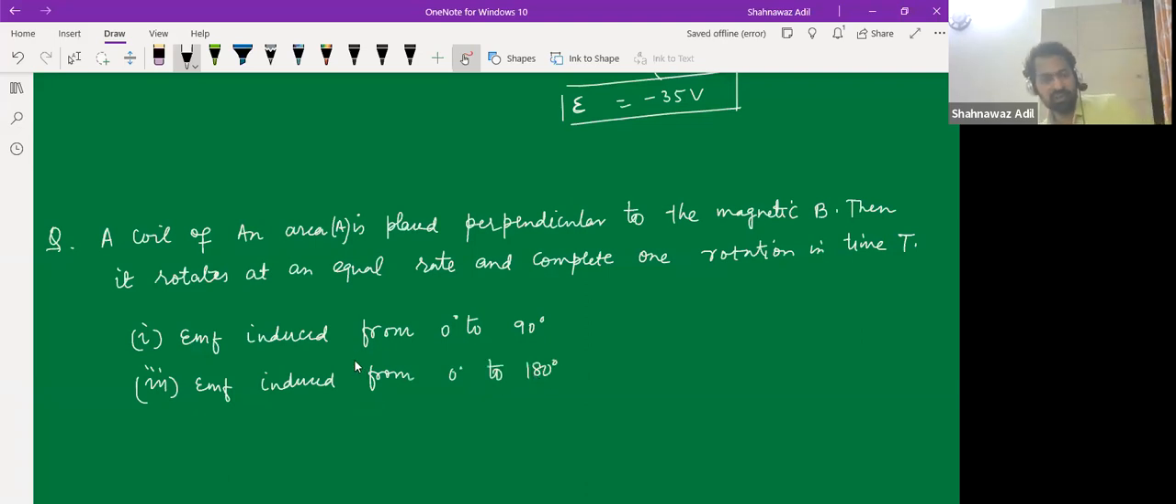Complete rotation is how much degree? Yes. Complete rotation is how much degree? Yes, Maria, what are you saying? Got it. Complete rotation is? Yeah, what are you saying, Maria?